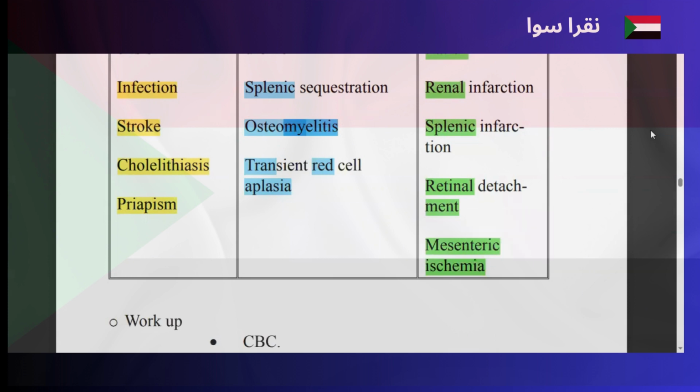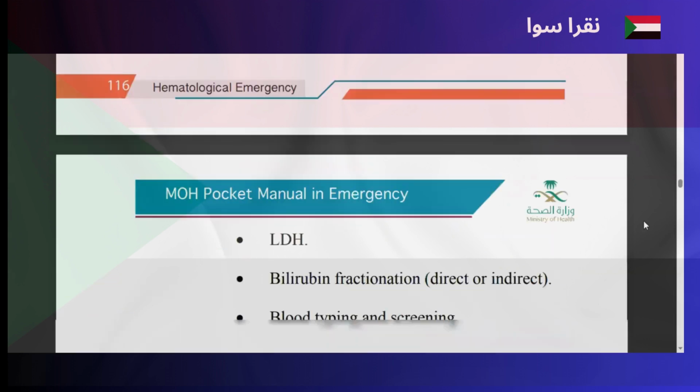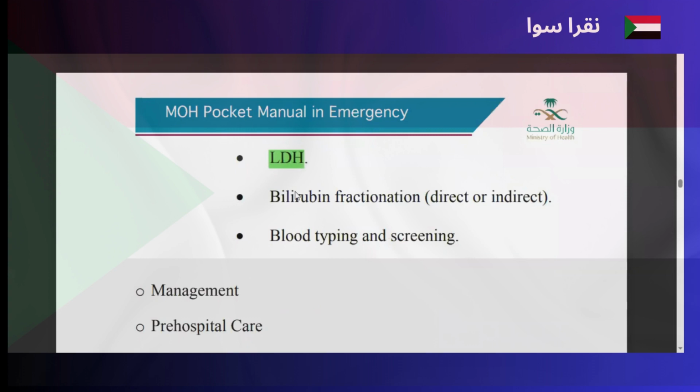The workup. The workup in this patient: complete blood count, liver function test, retics count, ALT, LDH, bilirubin fractionation, direct or indirect, blood typing, and screen.